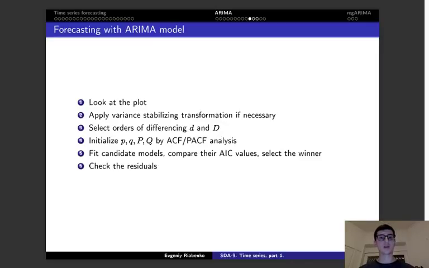Then we analyze autocorrelation and partial autocorrelation plots to initialize values of all these hyperparameters, train models, compare their values of the AIC criterion and select the winner. Then we analyze residuals. We check whether residuals are unbiased, whether they are uncorrelated, and whether they have a normal distribution. We also see visually whether there is some information left in the residuals. If there is, then our model maybe is not complex enough.